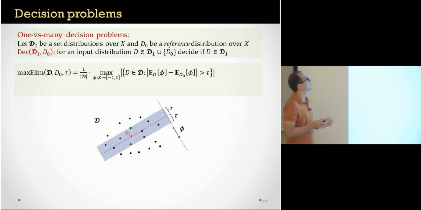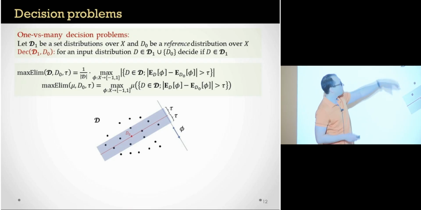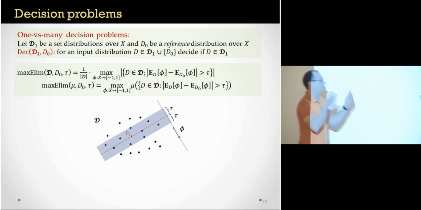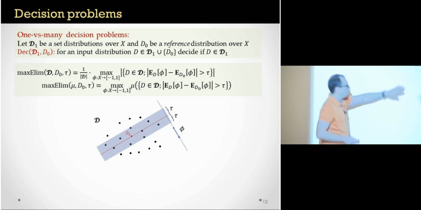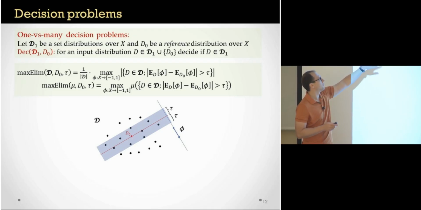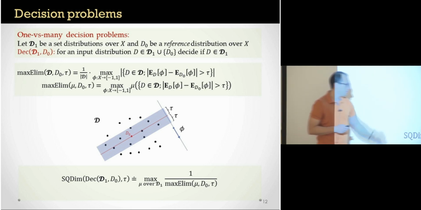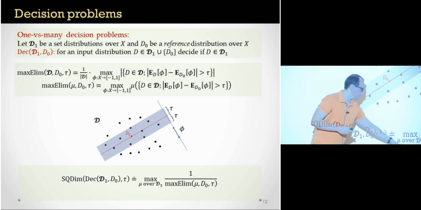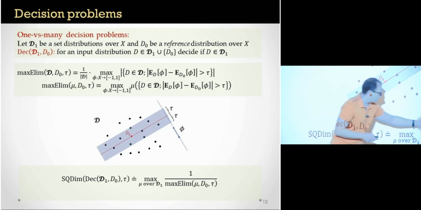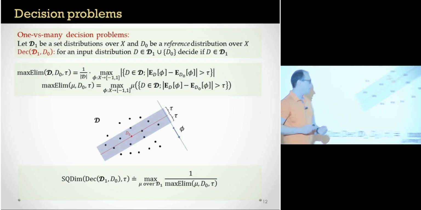Actually, we'll need a slightly more general version of it, which instead of fraction looks at any measure over this set of distributions, and you'll be looking at the value of this set under that measure. And now, having defined this maximum elimination for any given measure, we'll define the statistical query dimension of a decision problem to be the maximum over the choice of all the measures over this positive set of the inverse of the fraction that can be eliminated relative to that measure.